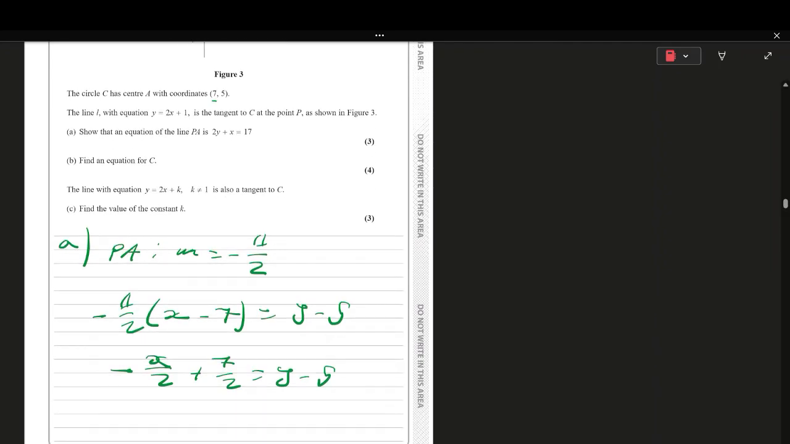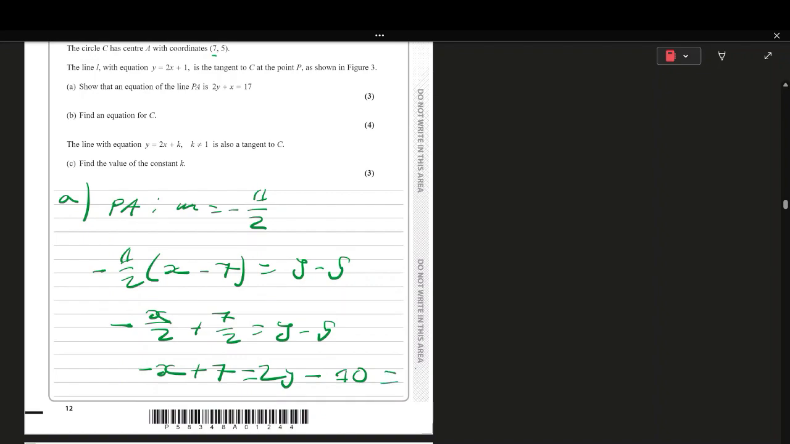If we times everything by 2, we get minus x plus 7 is equal to 2y minus 10. And then this rearranges to 2y plus x is equal to 17. And that is part A done.